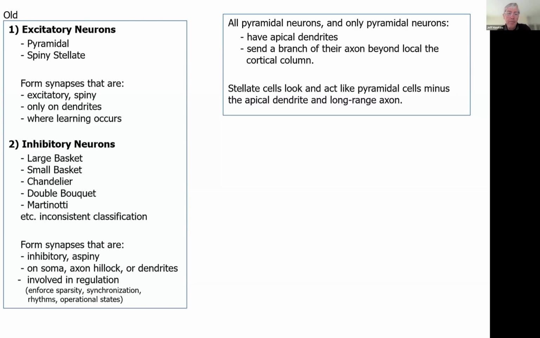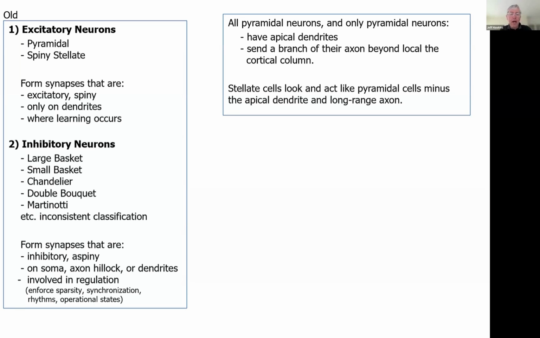Stellate cells, the spiny stellate cells, look just like the pyramidal cells, but they don't have the apical dendrite and they don't have the long-range axon. So they form similar kinds of local connections. There was at least one paper that we read that was basically arguing that stellate cells are really just pyramidal cells that don't have an apical dendrite, but otherwise they operate the same.